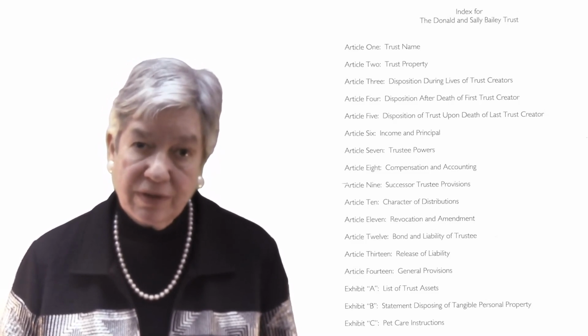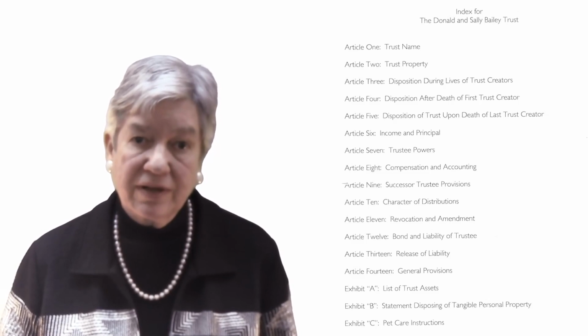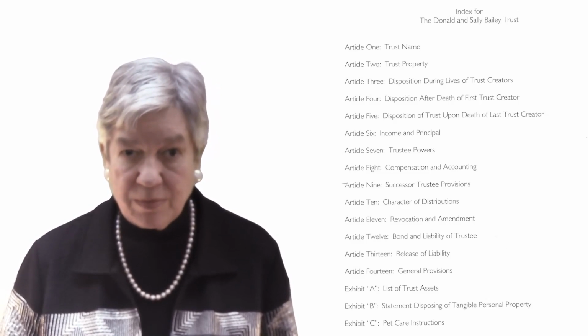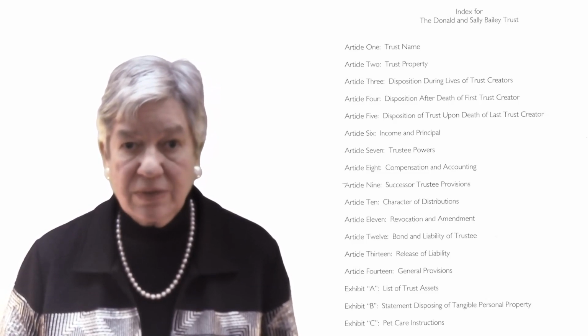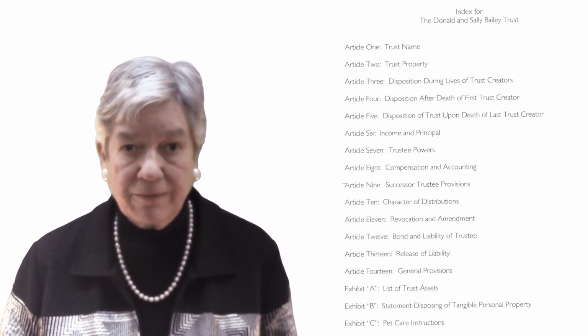Article 3 is an important article. That deals with how the money's managed for you during your lifetime. But it also says if you're not capable of managing it, how do we have somebody step in without having to go through a conservatorship and guardianship proceeding?